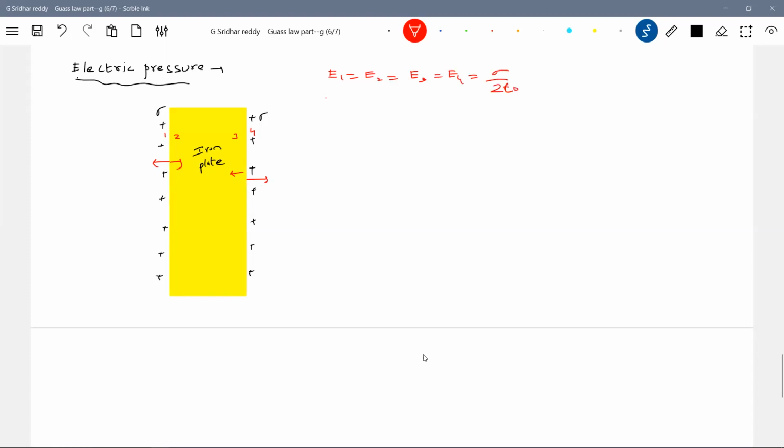Once again, the golden statement. What is the golden statement? Each surface of a conducting sheet will behave like a non-conducting sheet. Am I right? Each surface of a conducting sheet will behave like a non-conducting sheet.